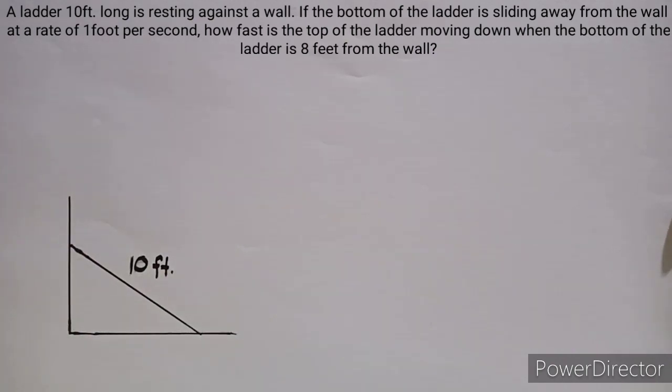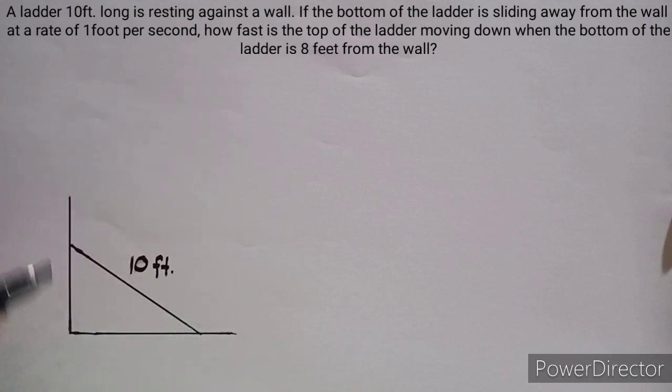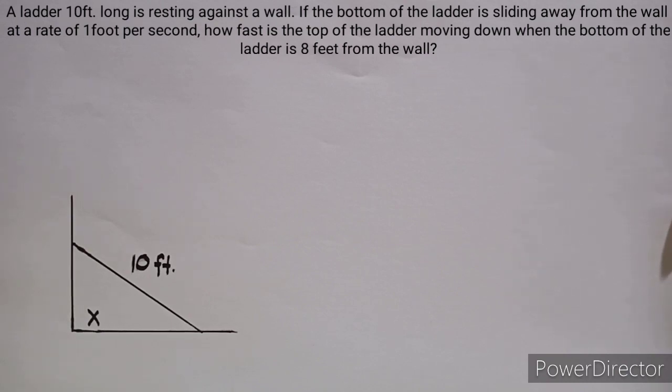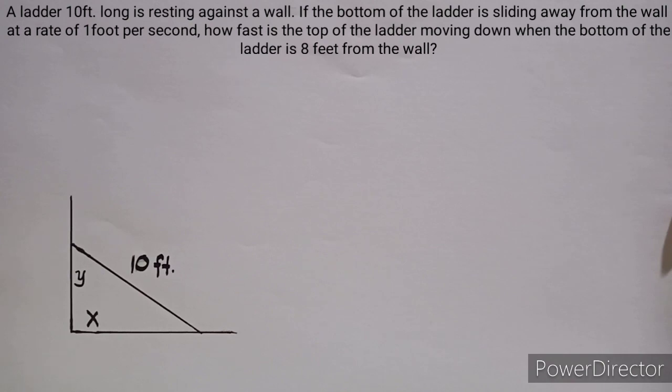Let us now proceed to step 2. Use letters to represent the variables involved in the situation. So we let x be the distance from the bottom of the ladder to the wall. Say x. And we let y be the distance from the top of the ladder, from here, to the ground. It is stated that the distance from the bottom of the ladder to the wall is 8 feet.